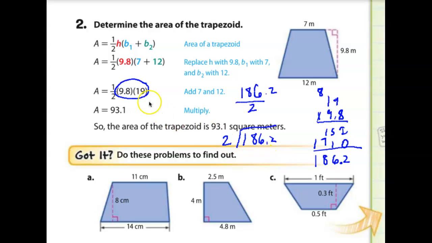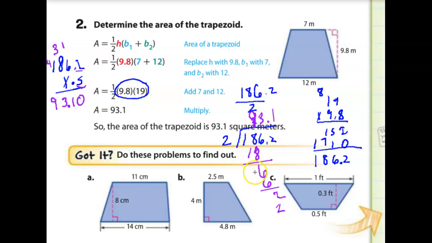If you want to use decimals, you could actually take the 186 and 2/10 and multiply that by 1/2, which is 5/10 as well, and you're going to end up getting the same answer. So 9 times 2 is 18, and that's 0, so bring down the 6. 3 times 2 is 6, that's 0, bring down the 2. 1 times 2 is 2, so 93 and 1/10.